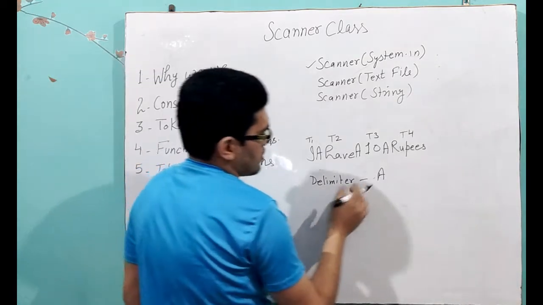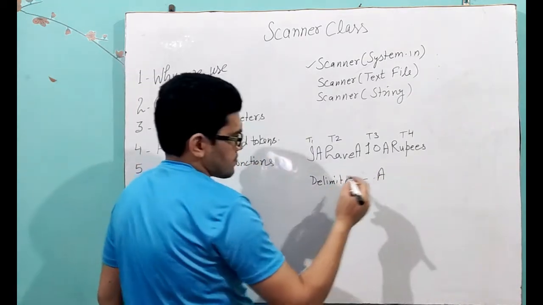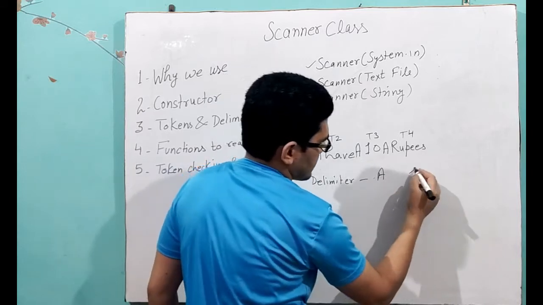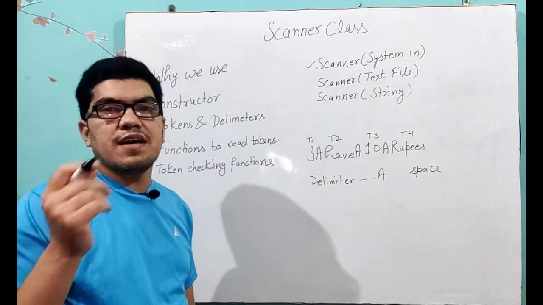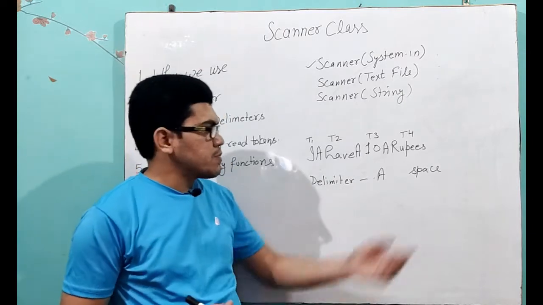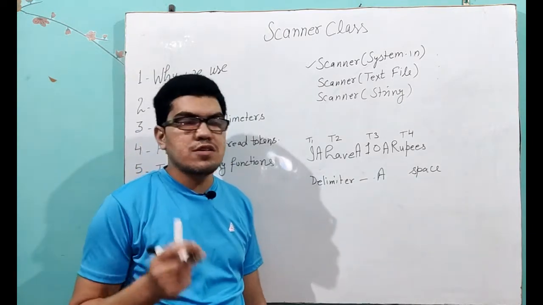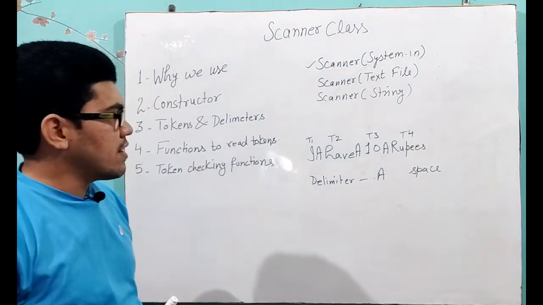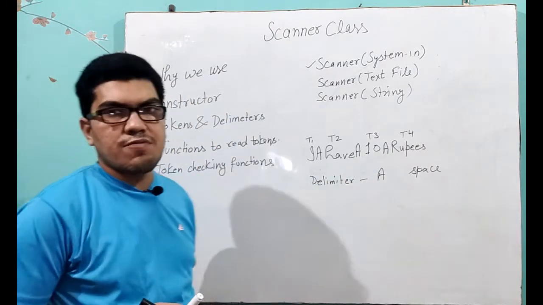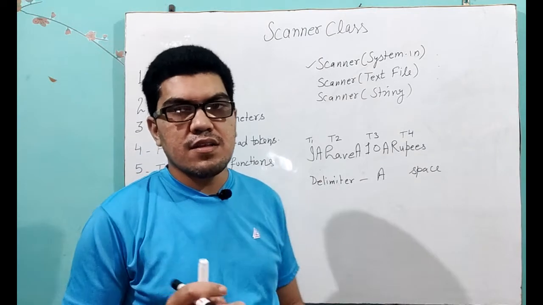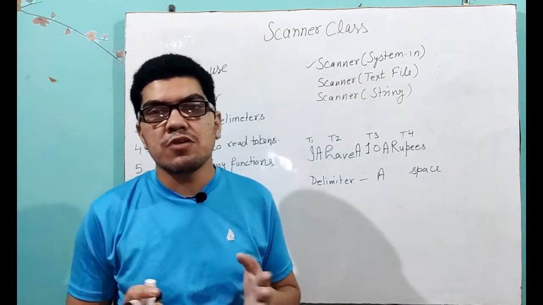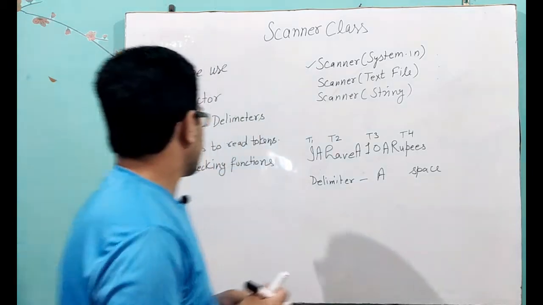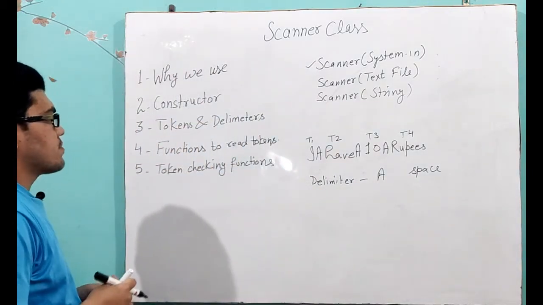And the default delimiter is space. Meaning if we are not specifying anything in the program, then space will be treated as the default delimiter. Otherwise, we can use the function useDelimiter. I will tell you how to use it to specify a particular delimiter. Okay.